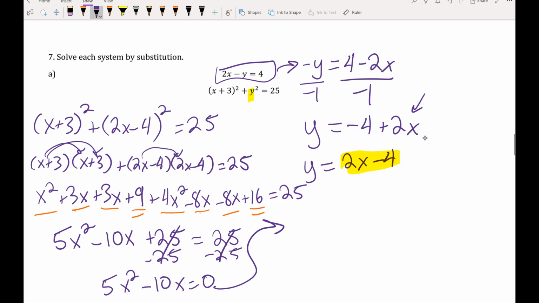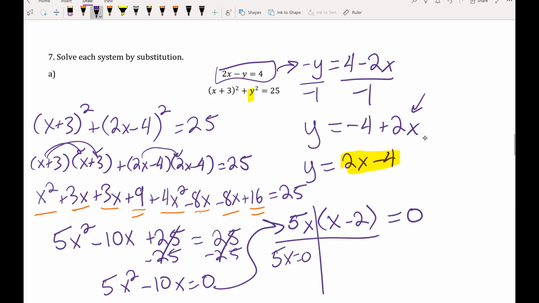So if I'm looking at 5x squared and minus 10x, I notice they both have a 5 in common, and they both have an x in common as well. So when I factor that out, what I'm left with inside the parentheses is just x minus 2. I can set both parts equal to 0, 5x equals 0, and x minus 2 equals 0. Divide by 5 on both sides, I get x equals 0 as my first x value solution, and x equals positive 2 as my next solution.